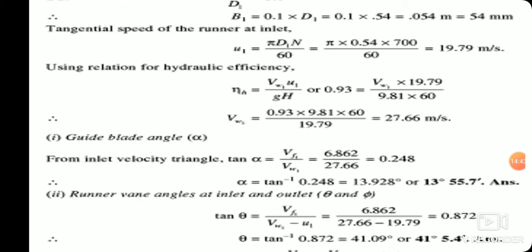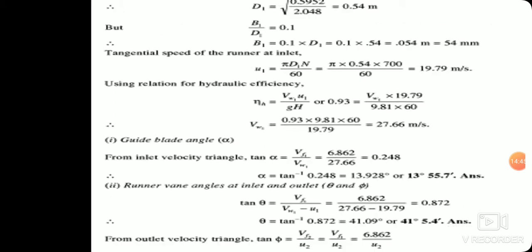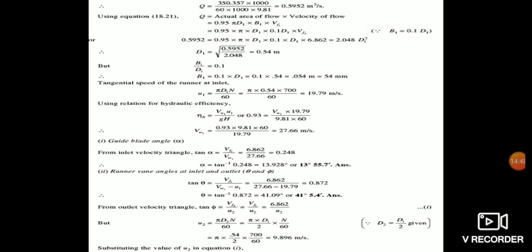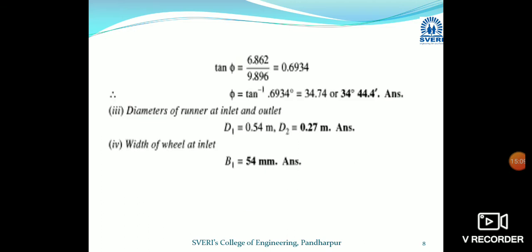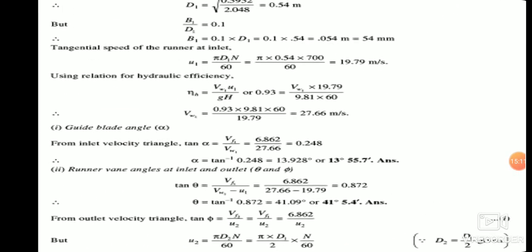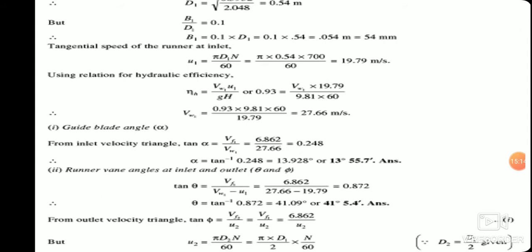Guide blade angle alpha, that is equal to inlet velocity triangle. We have to look for that, and for that here inlet velocity triangle, we go through the diagram again. So VF1 is equal to... So again here we can go for tan alpha. We determine Vf1, we are knowing Vw1, tan alpha is equal to Vf1 divided by Vw1, and depending on that we can calculate that angle alpha, Vf1 divided by Vw1 is equal to 0.248.